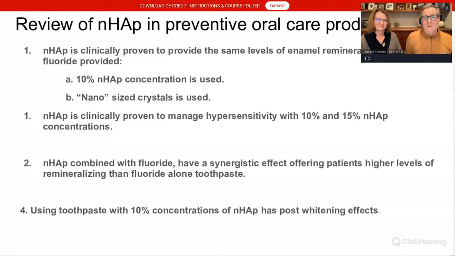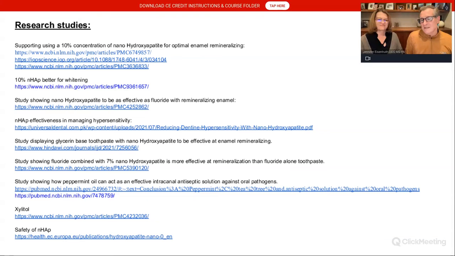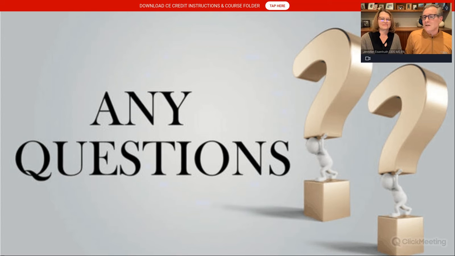It's awesome. And like I said before, we're seeing offices switch to high concentrations of nano hydroxyapatite with fluoride, away from high prescription fluoride toothpaste, and getting better results. 10%, high concentrations. That last clinical study we went over was the whitening benefits. Yes, we can get some whitening benefits from nano hydroxyapatite, especially at higher concentrations. These are all of the clinical studies that we referenced this evening. We'd be happy to provide you with more. From there, I think that's pretty much it.